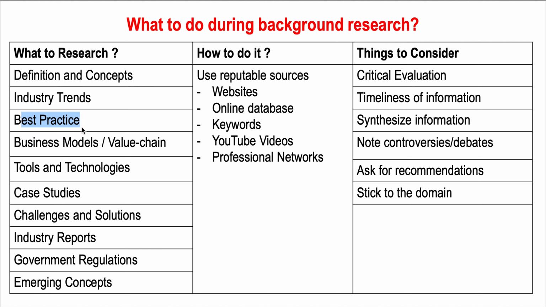Best practices. This will tell us what kind of companies are there and what good things they are doing. If you talk about the top best cases, this is where we can find them. It will give us very good insight about the industry. The business model and value chain. This is quite important because the business model will tell us the flow of money, flow of services, and flow of information.